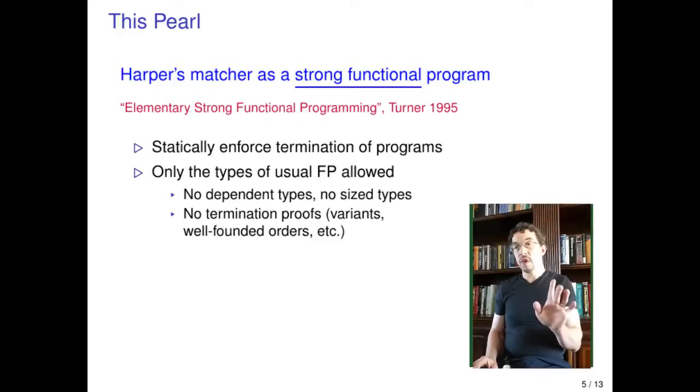But the name of the game here is you're only allowed to use the types of regular old functional programming, just polymorphic types. You can't use dependent types. You can't use size types. You're not allowed to use termination proofs or variants or metrics or well-founded orders. All that heavy-duty machinery of termination is not allowed in the regime of strong functional programming.